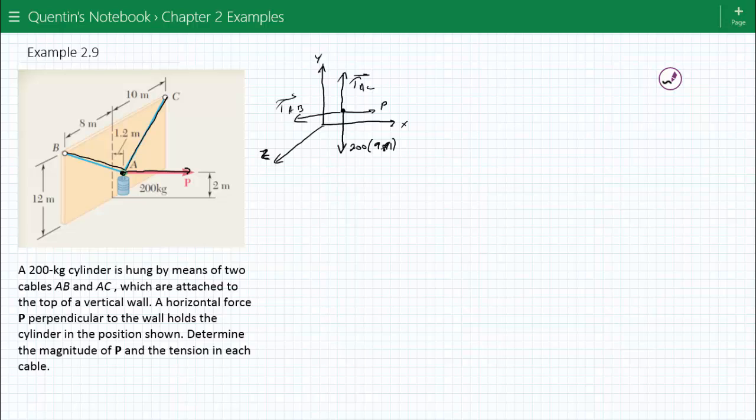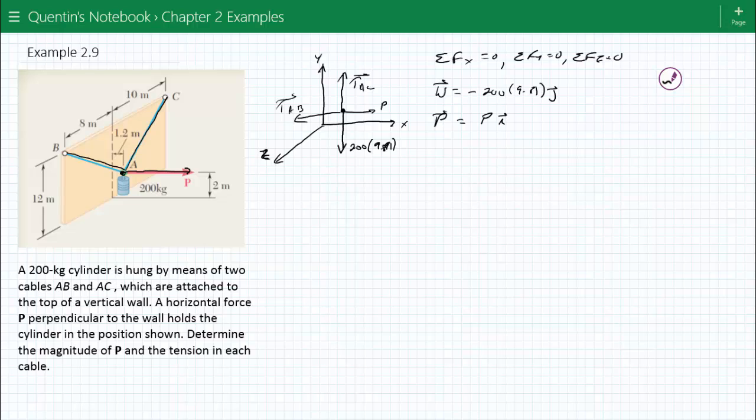So, what are our equations of equilibrium? Really, we're going to have sum of the forces in X equals 0, sum of the forces in Y equals 0, and sum of the forces in Z equals 0. So what do we need to do? We need to write all these things in vector form so that we can properly do this. So let's start with the easy ones. The weight is what? It's going to be minus 200 times 9.81 in the minus J direction, right? So that's our weight. Our vector P is just going to be the unknown magnitude P in the I direction.